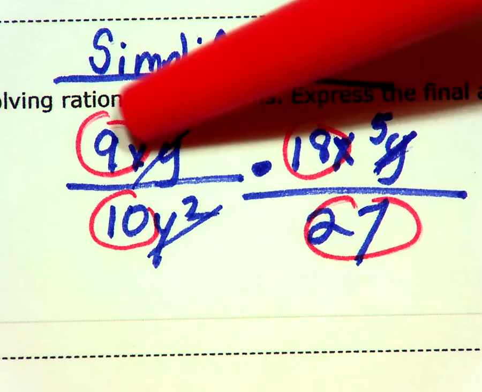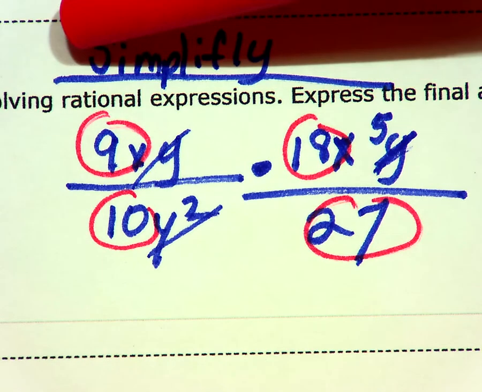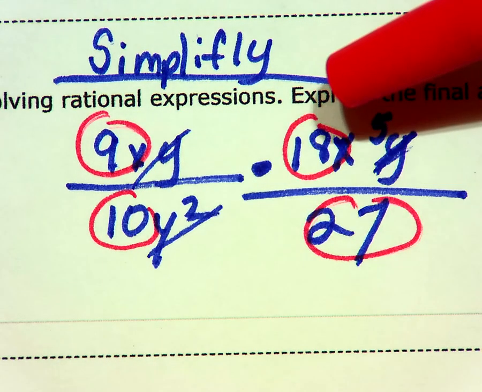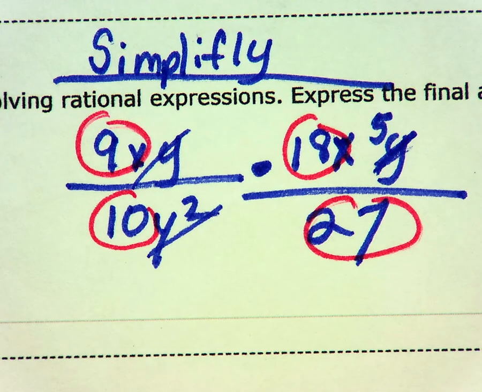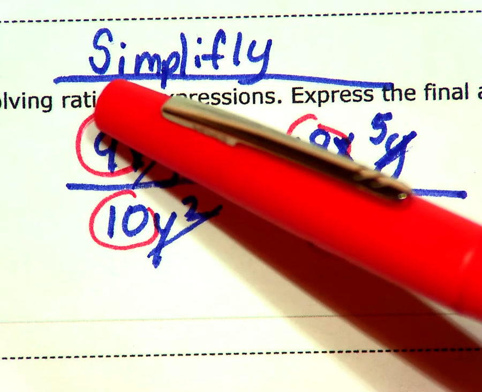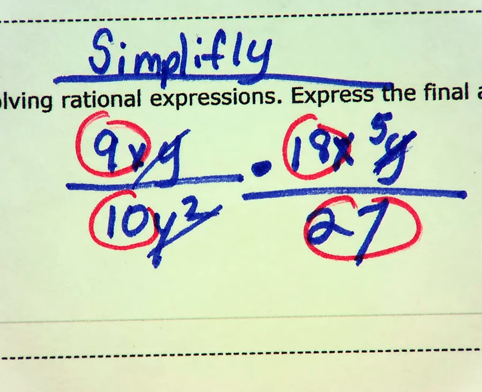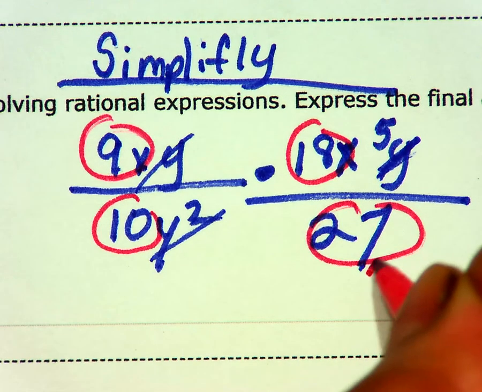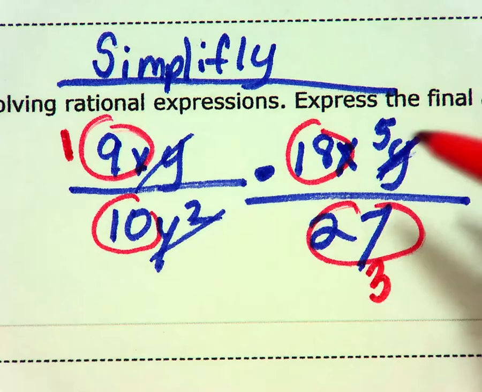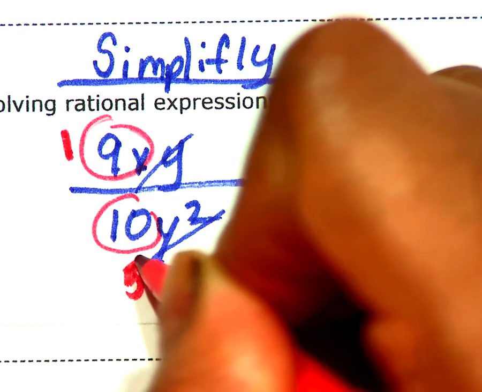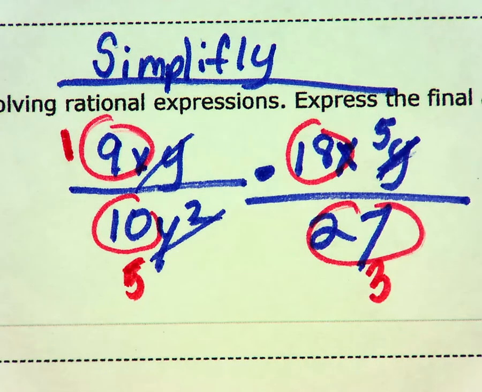So 9 and 27 are both factors of 9 and 3. Then you got 10 and 18. Both of those are factors of 2. So notice how I circled them. So with the 9, I'm going to simplify that by 1. Well, 9 going into itself 1 time. 9 can go into 27 3 times. So let me show you what I did. That's 3. That's 1. And then for the 10 and 18, 2 can go into 10 5 times. And then it can go into 18, 9.